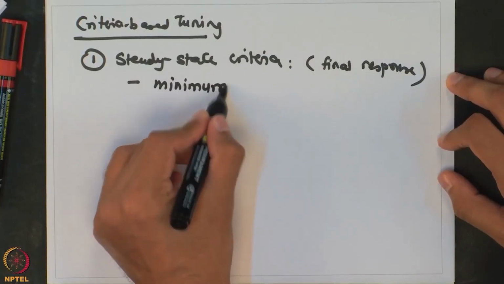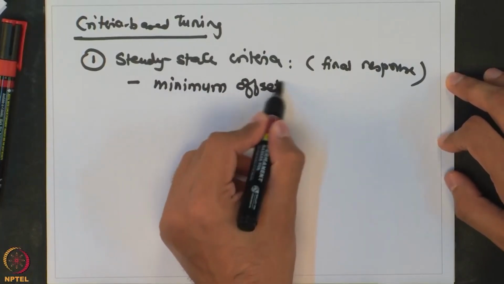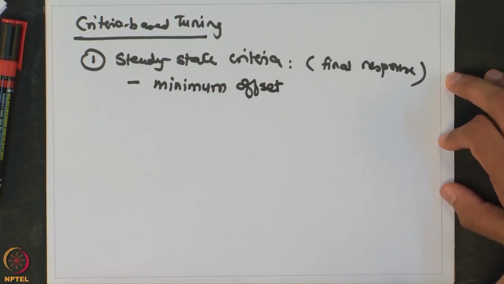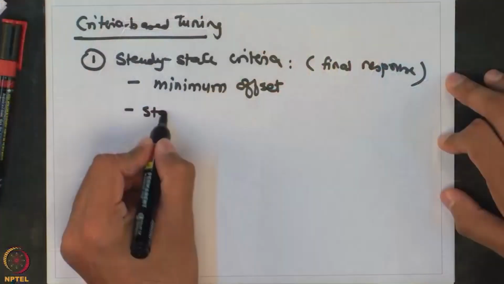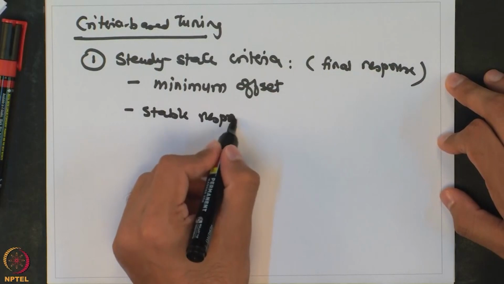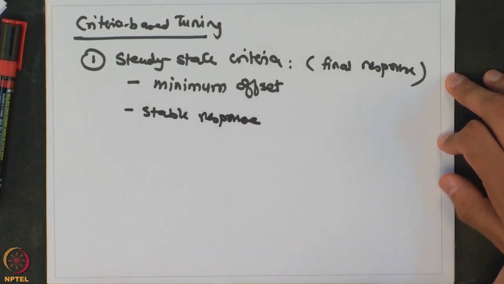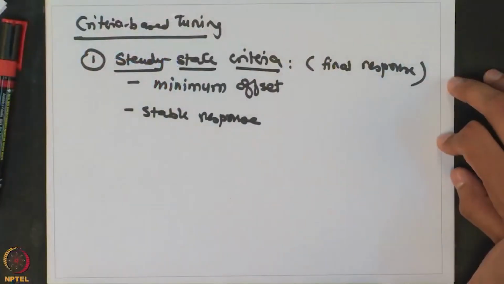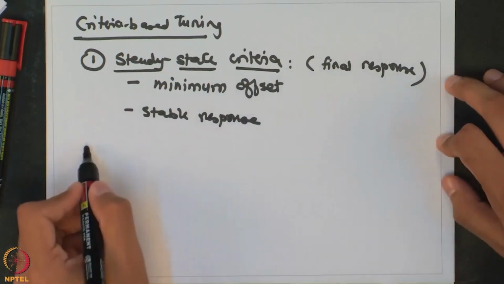Based on the final response requirement from the controller, these criteria would be set. One of those would be minimum offset. Offset you would typically get when the response steadies. One of the criteria can be to have a minimum offset, and zero offset would definitely mean that you have to either use a PI or a PID controller. The other one can be stable response. We have seen that stability again eventually is governed by the steady state, finally whether the system response is bounded or unbounded. So again this becomes the steady state criteria that my controller tuning should give you stable response.